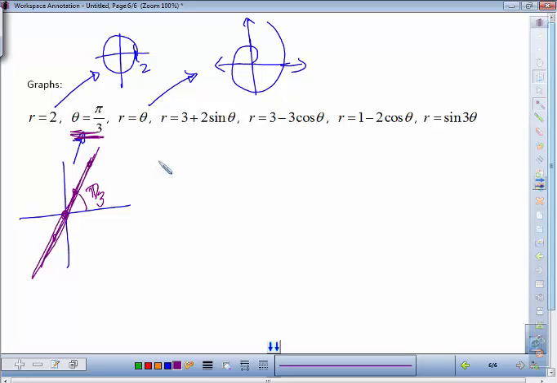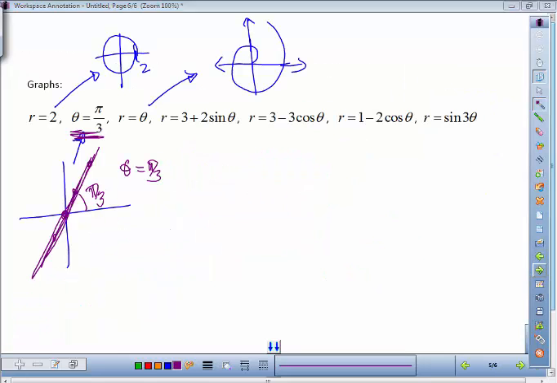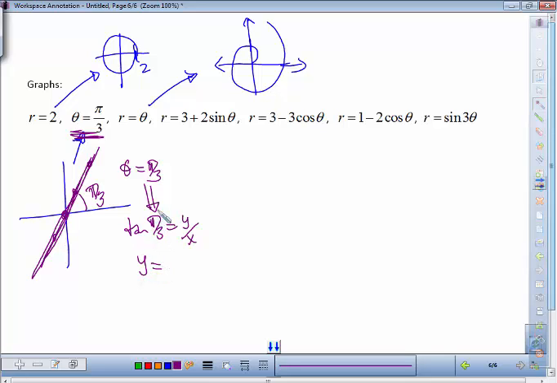And if you want to look at it from a different point of view, theta is equal to pi over 3. Let's take a look at some of those equations and see if it'll help us. Oh, there's a tangent theta over here, y over x. Let's see. What was theta again? Pi over 3? So tangent of pi over 3 is equal to y over x. Do you know what tangent pi over 3 is, by the way?